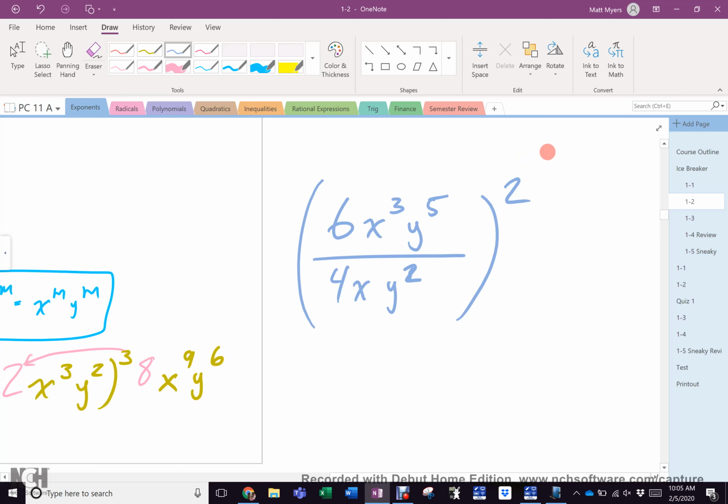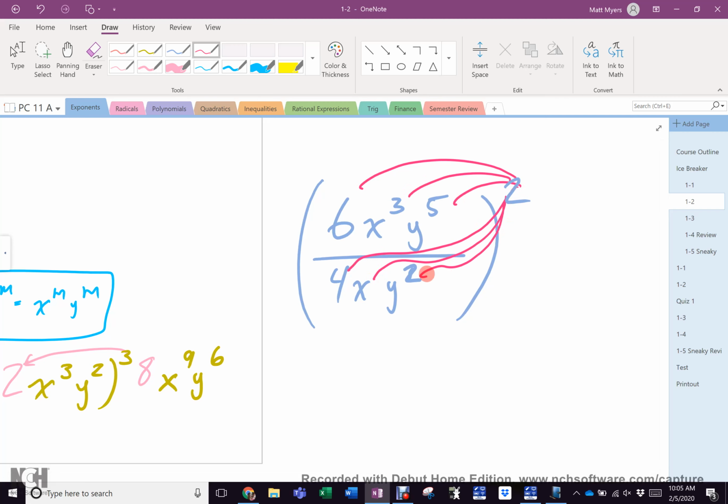My argument there is watch what I have to do. That 2 needs to go there, right? Yeah. And it needs to go there, right? Yeah. And it needs to go there, and there, and there. Yeah. I got to draw 7 lines in my head if I'm going to do that step first.